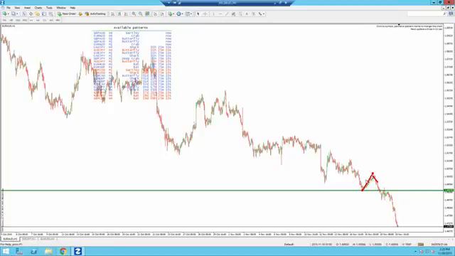Sorry about this. Let me just fix this. Okay, MetaTrader 4. Let's just do this.